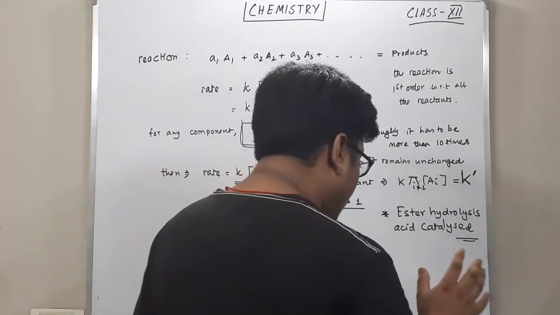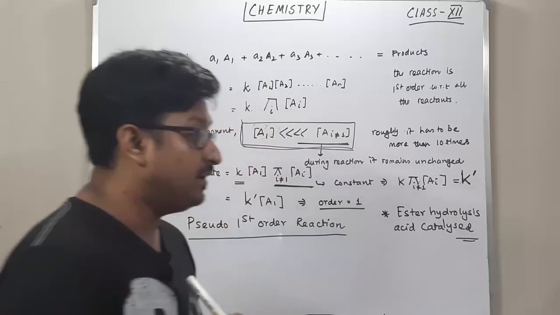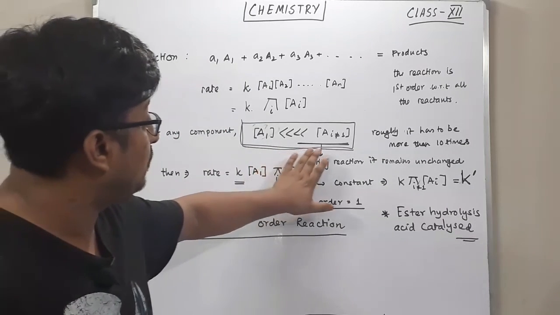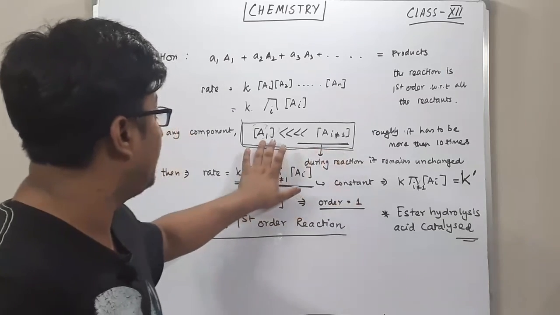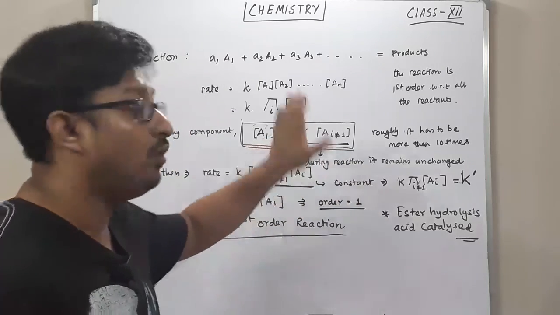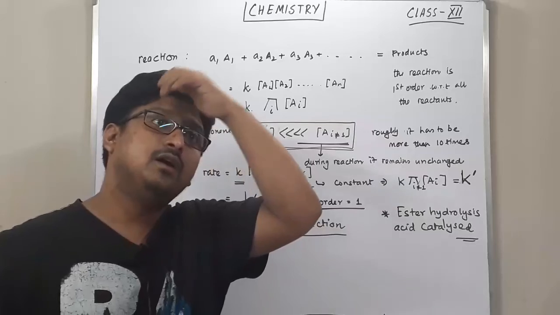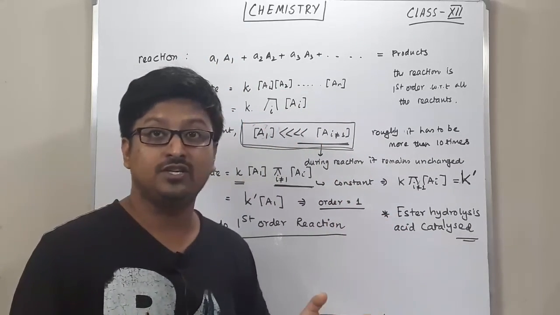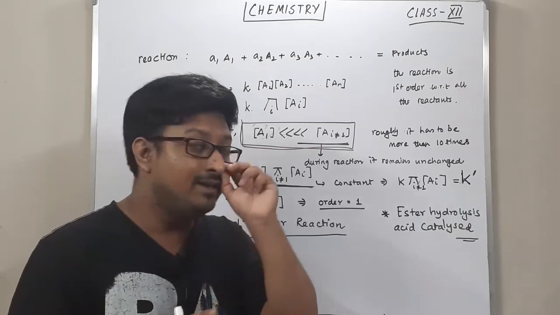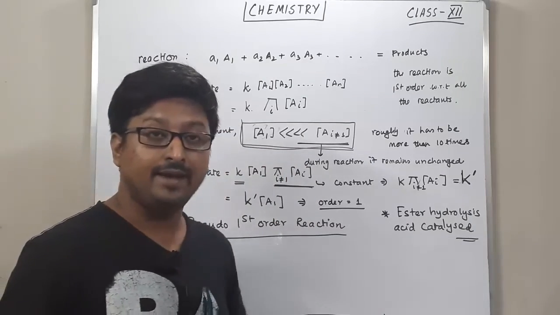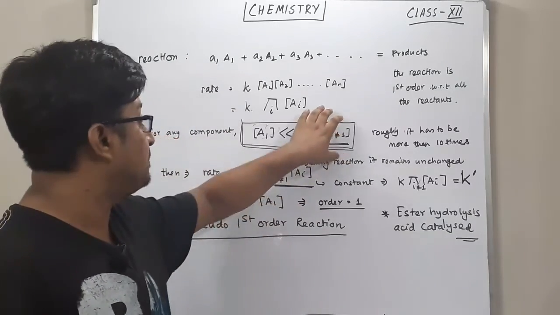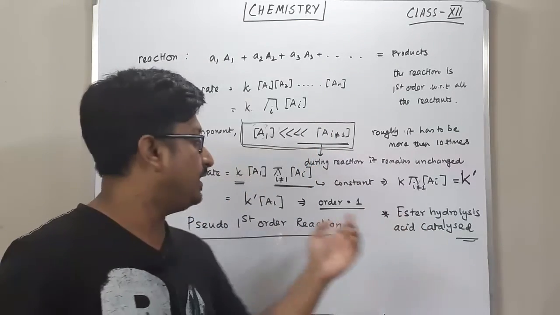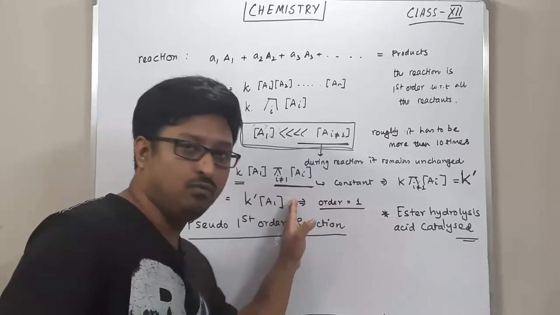Now, assuming that all the concentrations, compared to one component, have much larger concentration, this is a very big assumption. If you have two components whose concentrations change, then the order will increase, and it will be A1 into A2 maybe.